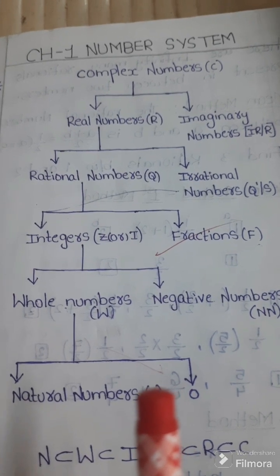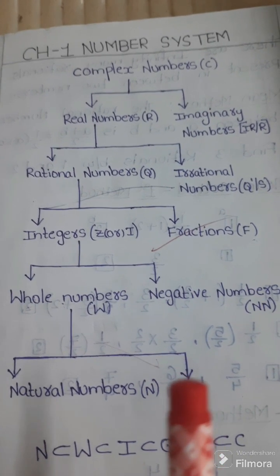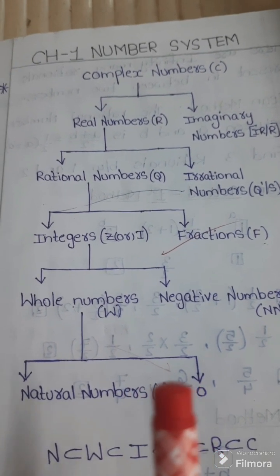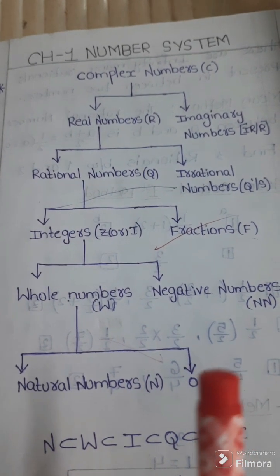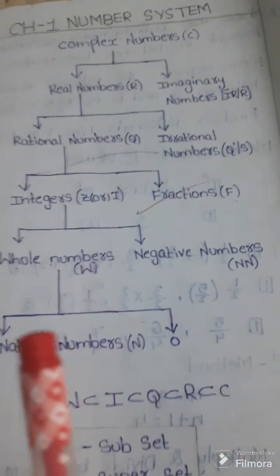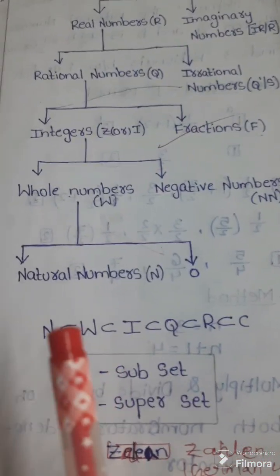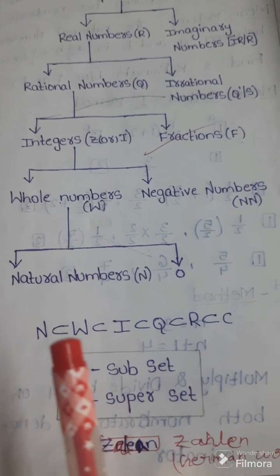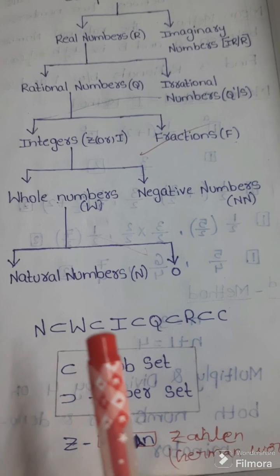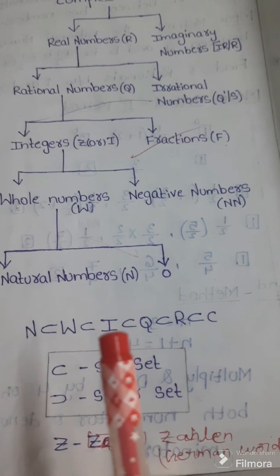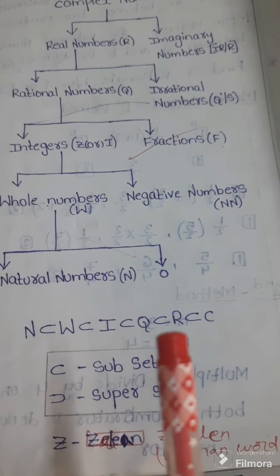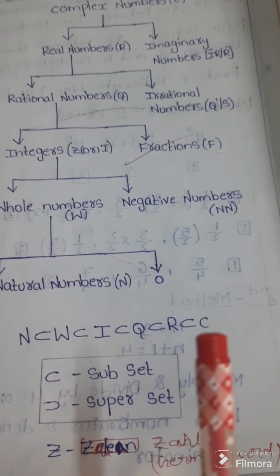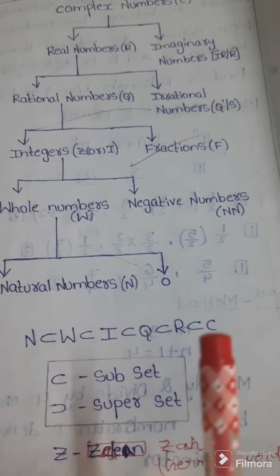Better to learn the basics if you did not learn earlier. You can thoroughly observe these videos and you will get the entire information. So here N is a subset of W, which means N is the lowest number system. W, the whole numbers, is a subset of the integers. Again, I is a subset of Q, Q is a subset of R, and R is a subset of C. That means the biggest number system here is the complex numbers.